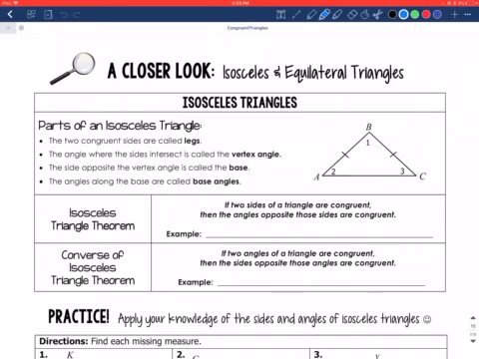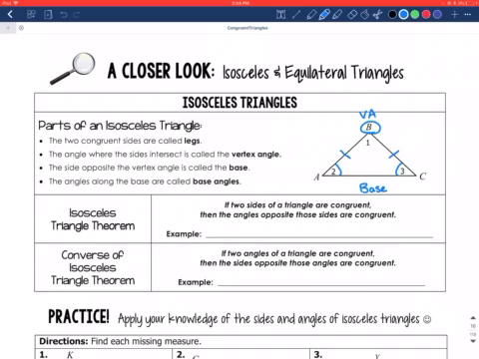their angles. So first off, you know that for isosceles, the two congruent sides are called legs, but the angle where the sides intersect is called our vertex angle. So this B right here is our vertex angle. And the side opposite that is what we call our base. And these are our base angles. So 2 and 3 are our base angles.